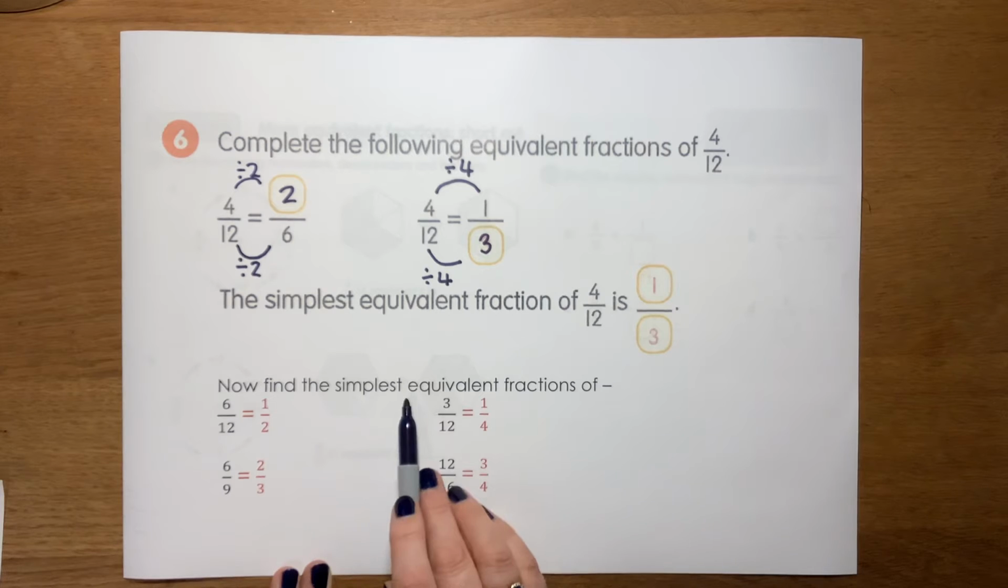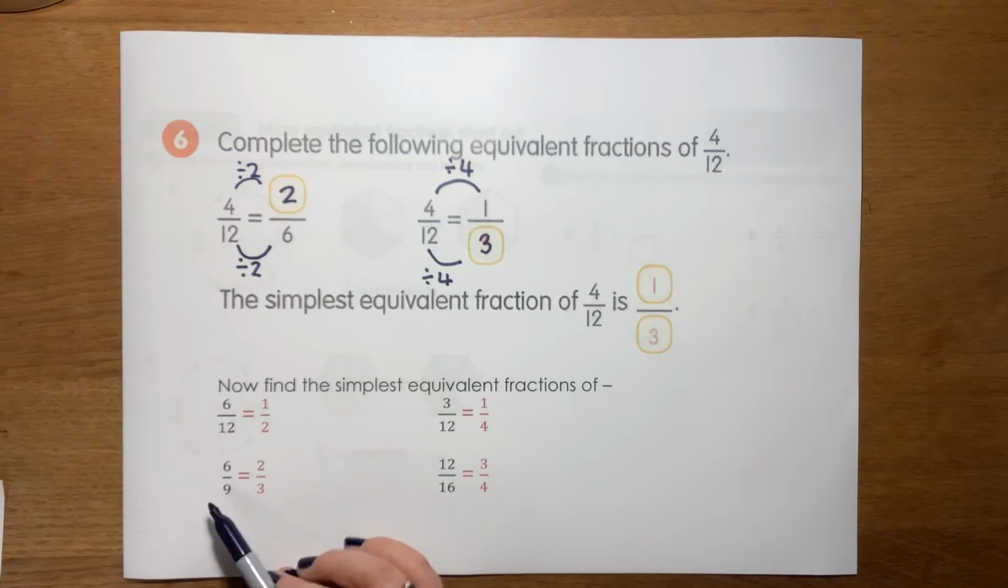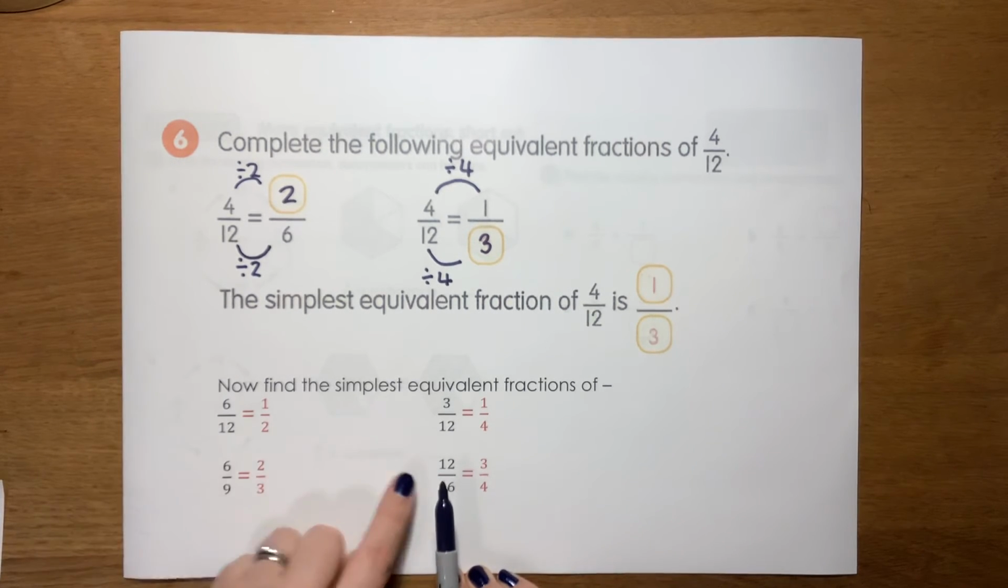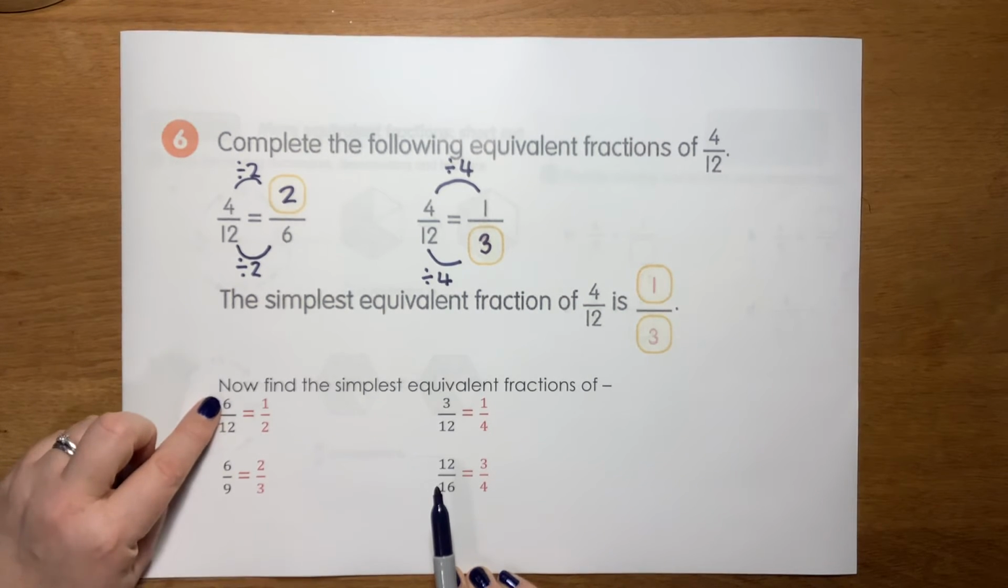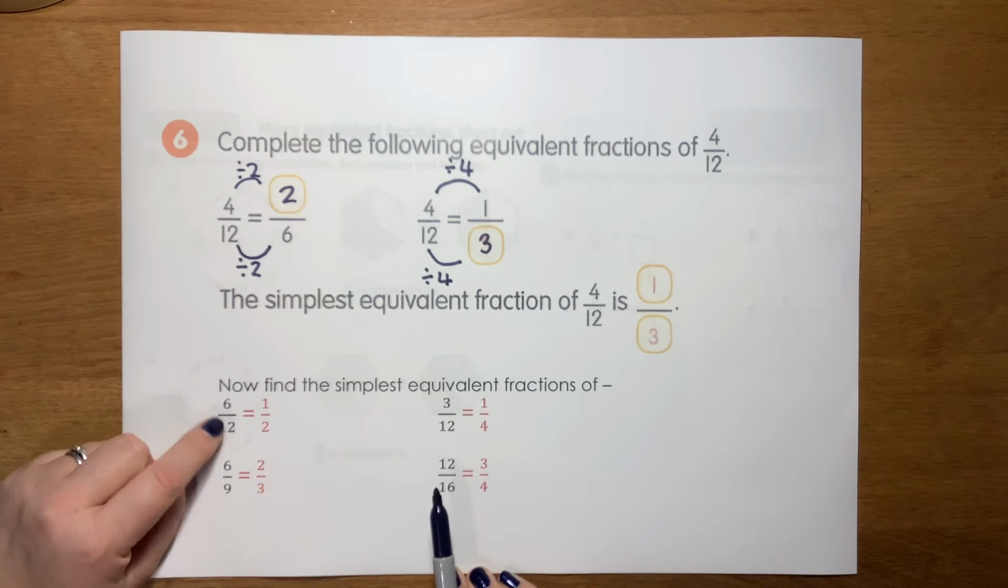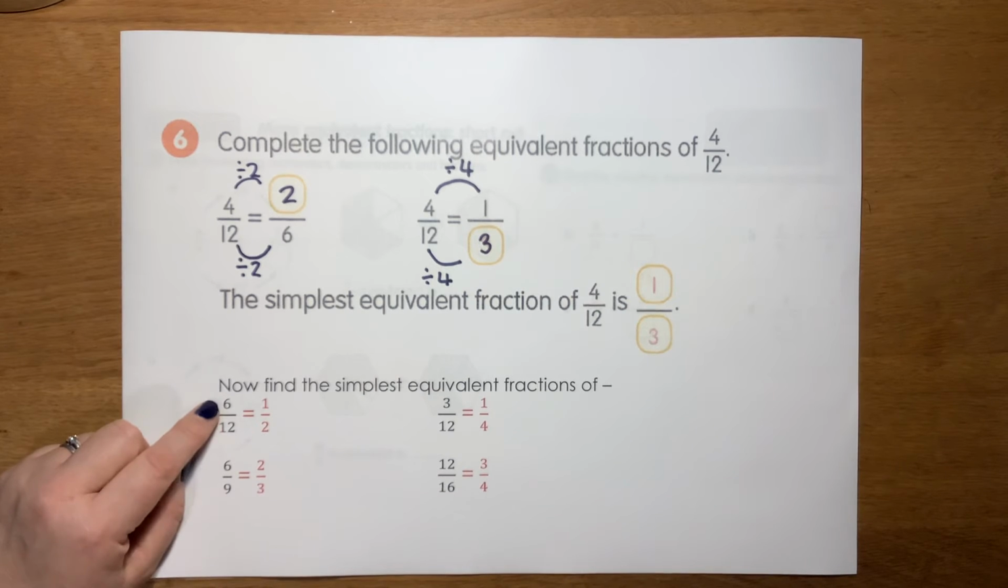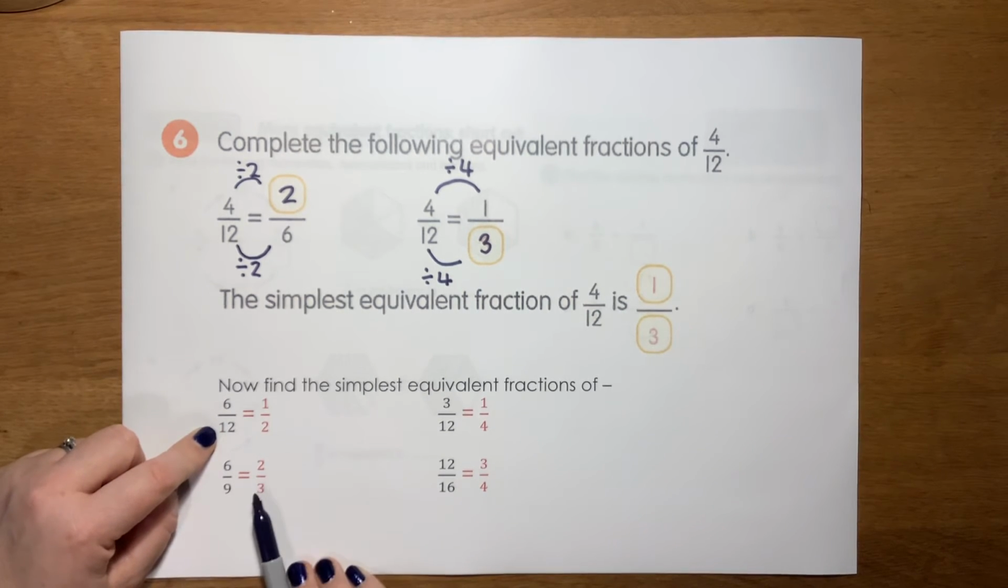Now you have to find the simplest equivalent fractions of these 4 fractions. So again, what you need to do is look at the numerator and the denominator. Think about what times tables they're both in so that you can divide both sides by that factor. Now we did 6/12 over the page, so we already knew the simplest was 1/2.